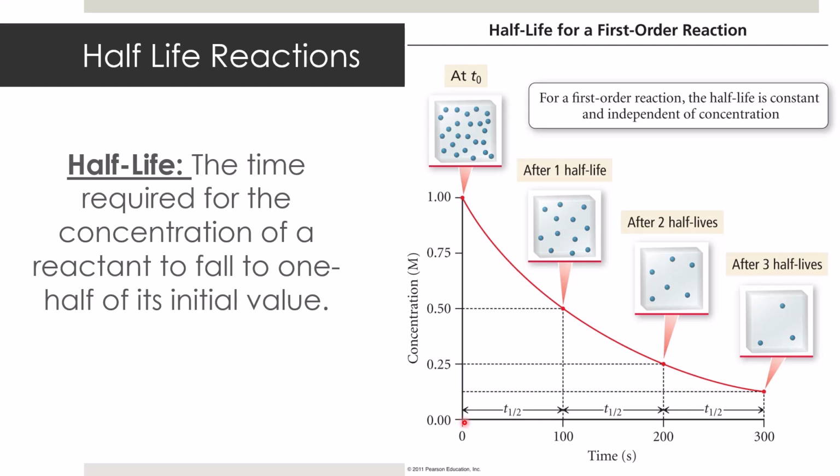When we go through one half-life, so 100 seconds have ticked by, the concentration of our reactant is cut in half. It goes from 1 molar to 0.5 molar. So that is the time required for the concentration of the reactant to fall to 1/2 of its value. Now we have 0.5 molar of our reactant. When another half-life goes by, another 100 seconds, what we had is cut in half again. So we go from 0.5 to 0.25, and then 0.25 to 0.125, okay?